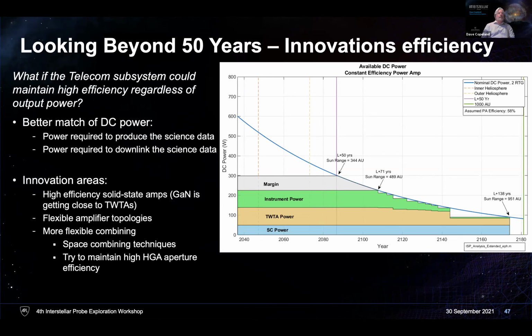The one caveat I would say before we jump directly to phased arrays is: what can you do to maintain the aperture efficiency of the antenna while you're dialing back as well? But you can see here, if we could hold on to that TWTA efficiency of about 58%, you're now starting to get very close to 1000 AU operation. Again, assuming that the RTGs roll off following that exponential. Next slide, please.